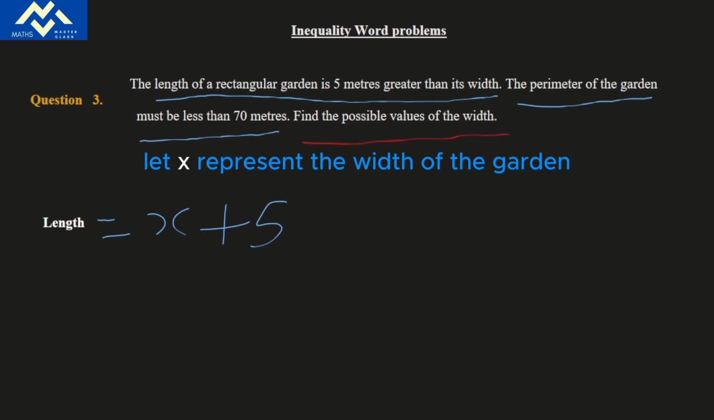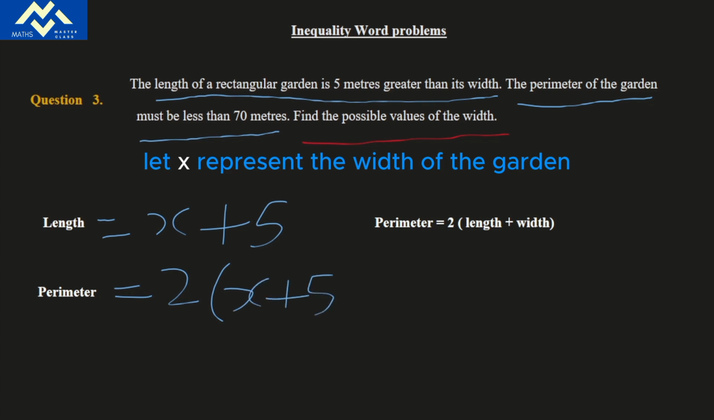But first, we need to remember the formula for the perimeter of a rectangle. The perimeter of a rectangle is 2 times the sum of the length and the width. The length is x plus 5, and the width is x. So let's substitute them into the formula. The perimeter becomes 2(x + 5 + x).